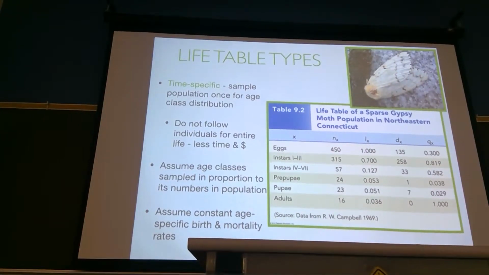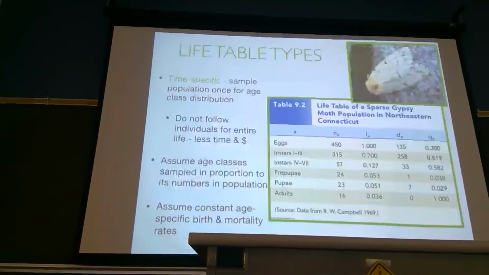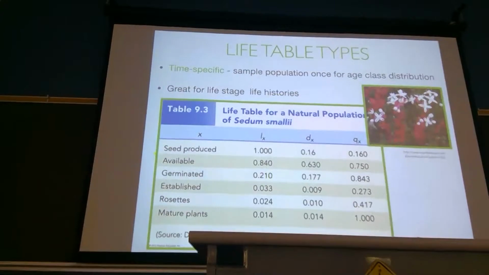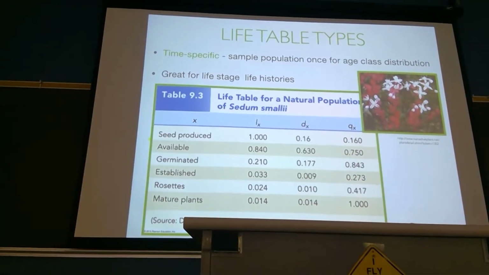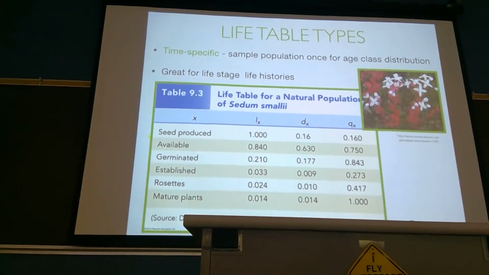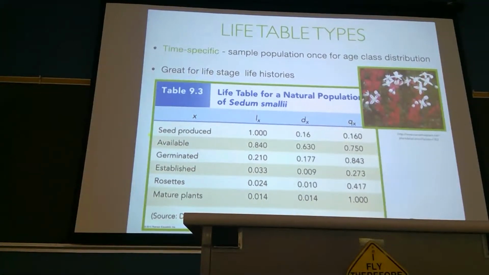Okay, does it make sense? Okay, cool. All right. You can do it for animals. You can do it for plants. Okay. And again, for plants, lots of times it helps to make these time-specific life tables because you can go out and you can count the different plants in their different life phases. And that can give you some idea of what's happening within a population again and when mortality factors are impacting that particular population.